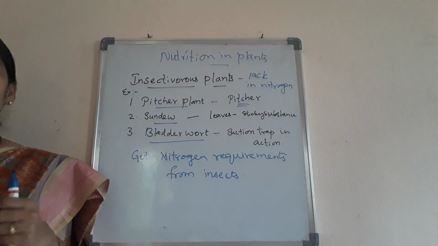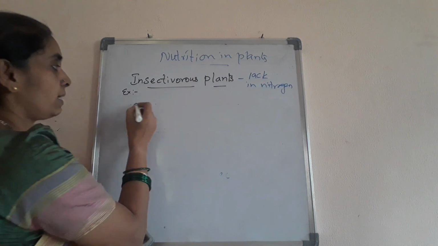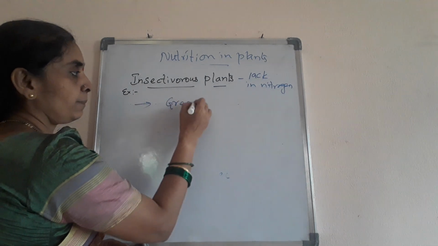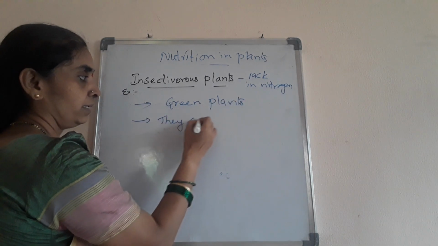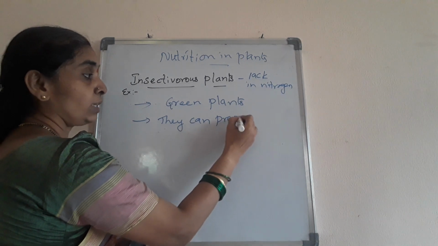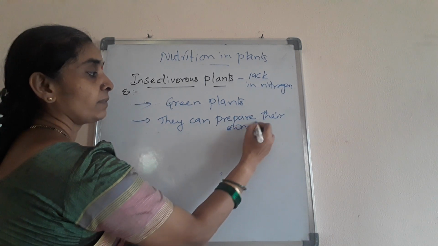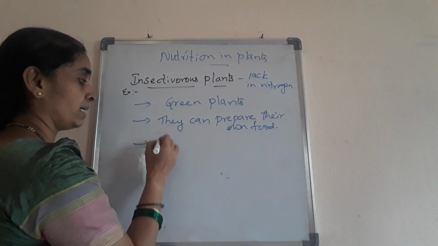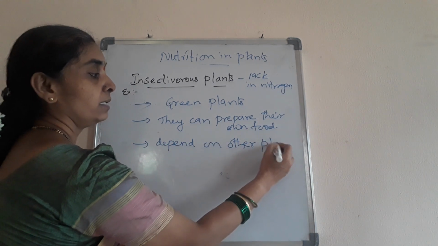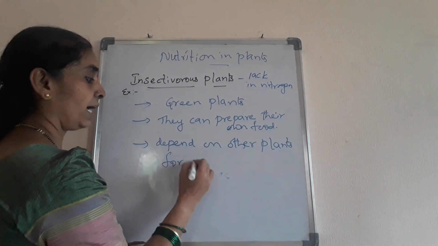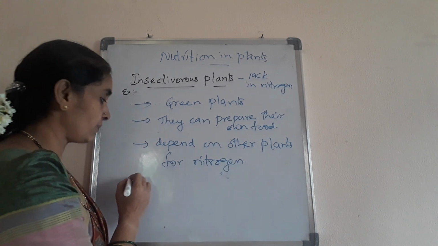To know about the insectivorous plants again in detail, it's a very important question, children: they are green plants. Green plants means they can prepare their own food, isn't it? Yes, they can prepare their food. But even though, they depend on other organisms. Why do they depend on them? For nitrogen requirements. Since they grow in the nitrogen deficient areas, they take the nitrogen requirements from insects.